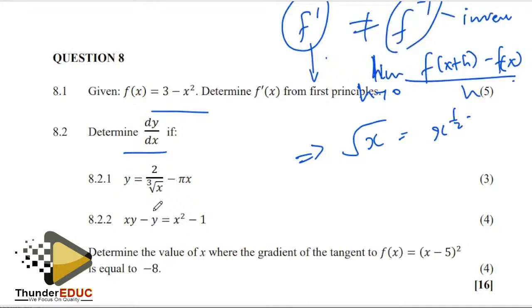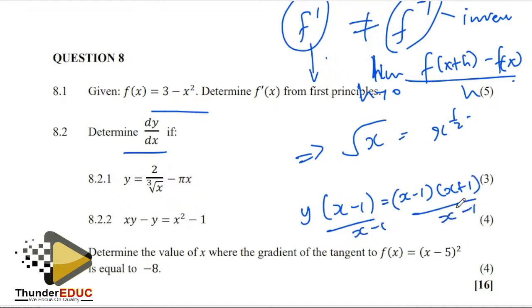When you look at 8.2.2, they want dy dx. Step number 1, you're going to have to factorize the y. Make y the subject before you find dy dx. So y is out, you have x minus 1. On the right-hand side, I can factorize that also, x minus 1 and x plus 1. Divide both sides by x minus 1, x minus 1. That cancels. So our y is just x plus 1. And then we need to differentiate this. So the answer here is just a 1.